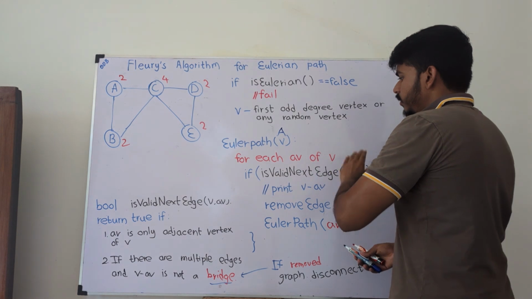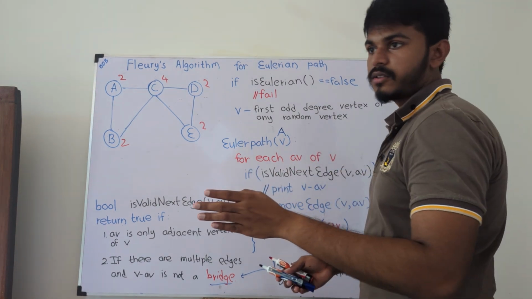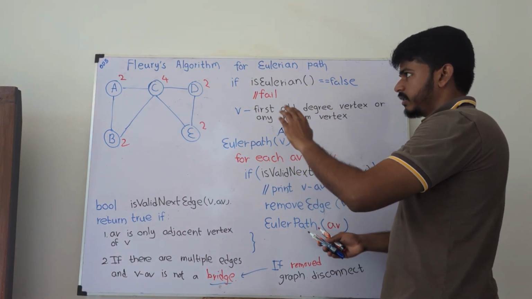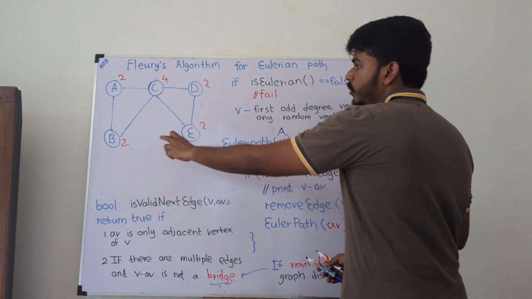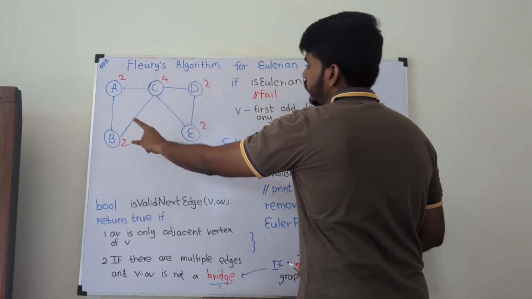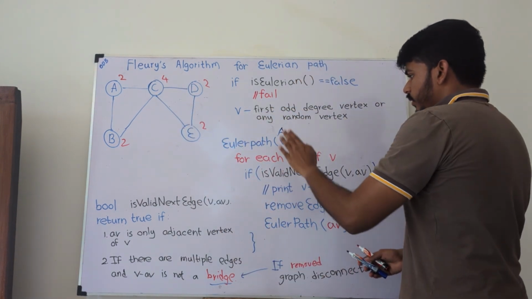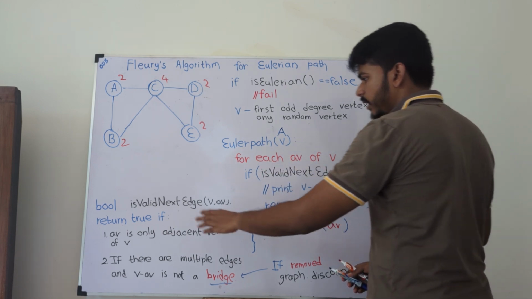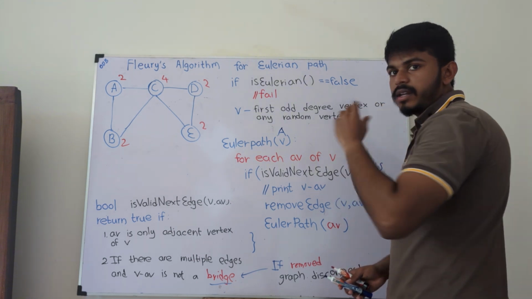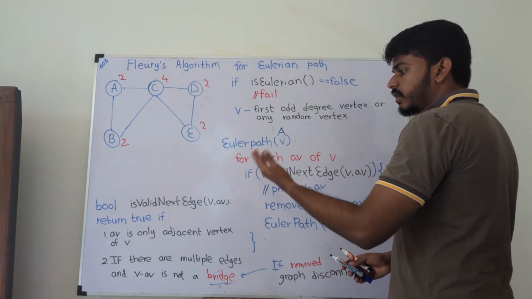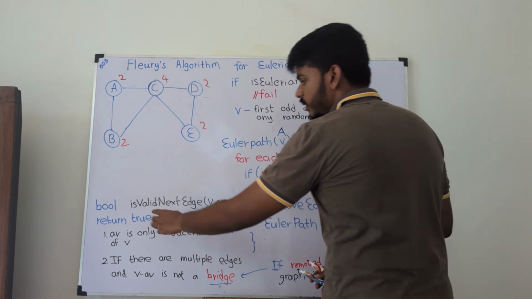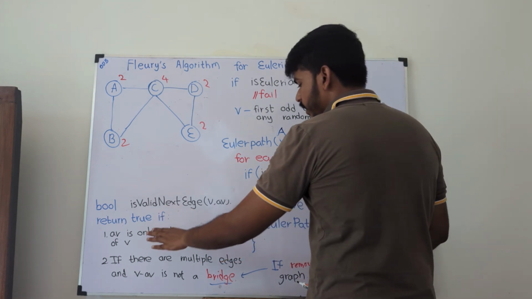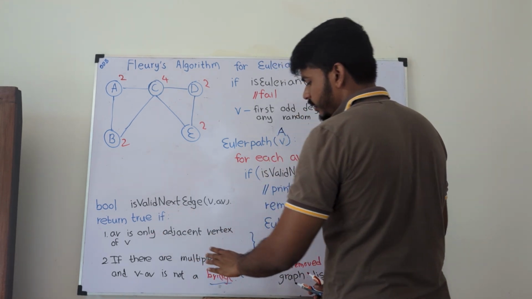For each adjacent vertex of the vertex taken, here I have taken A. There are two adjacent vertices for A, which are B and C. For each adjacent vertex, we are going to run this function to check whether this is a valid next edge. It is going to return true if the adjacent vertex is the only adjacent vertex of V, or if there are multiple edges and the edge V to the adjacent vertex is not a bridge.